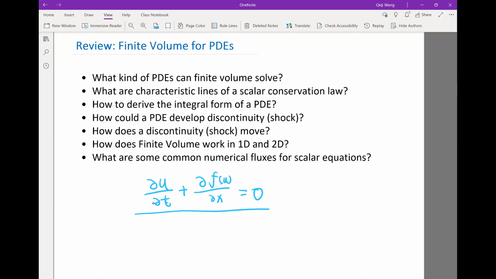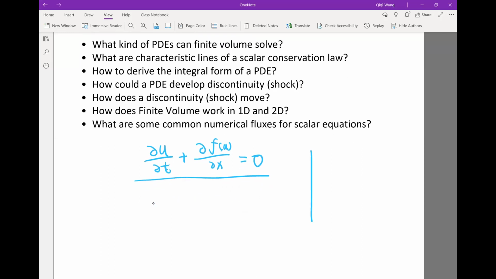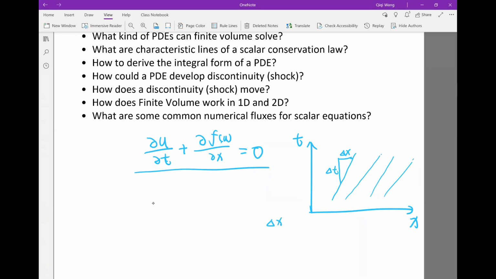And this kind of PDE develops what's called characteristic lines. If you plot the solution in space-time, the characteristic lines are lines along which the solution stays constant, and the slope of them, if I write it as delta x over delta t, is going to be df/du, the derivative of the flux function with respect to u, right?